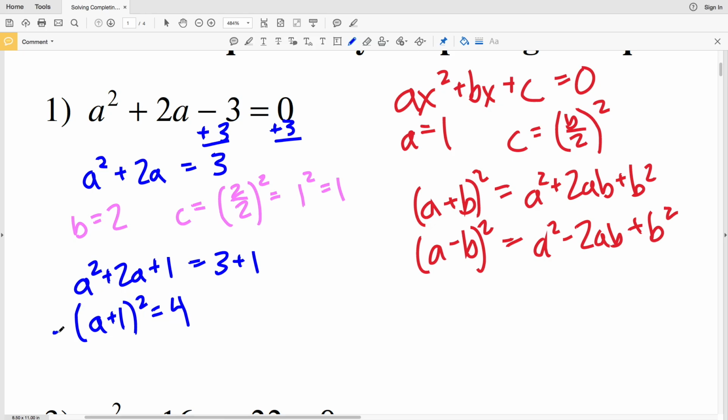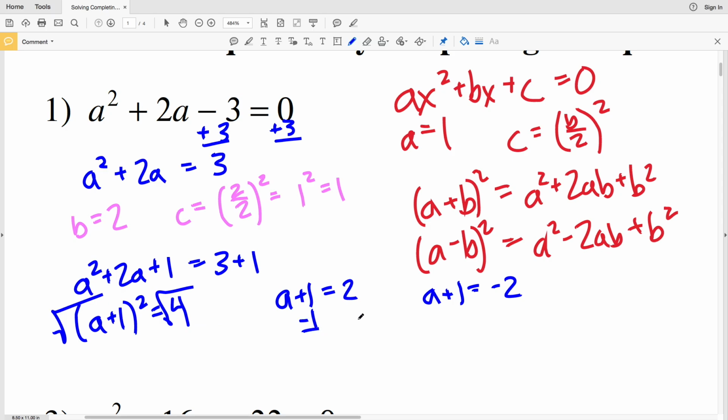Now that I've completed the square, on the left-hand side of my equation, I can just take the square root to get that a plus 1, because the square root of a plus 1 squared will cancel out to be a plus 1, and that's going to be equal to the square root of 4, which is either a positive 2 or a negative 2, because remember, a negative squared is also a positive, and negative 2 squared is equal to positive 4.